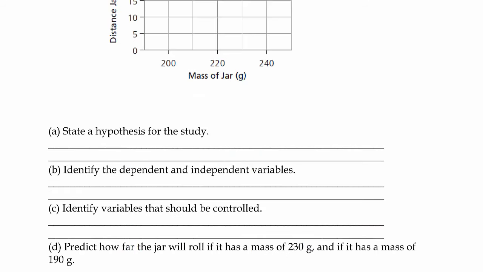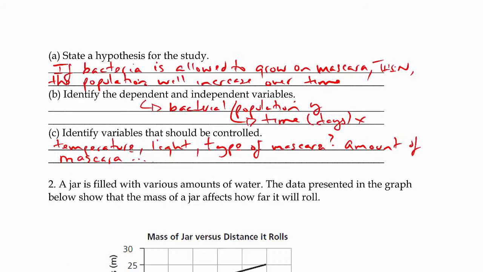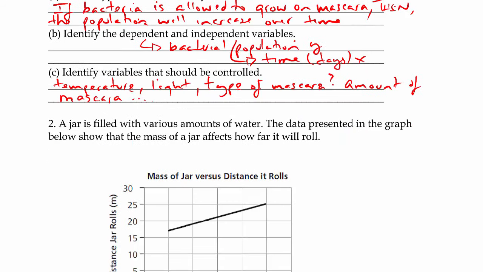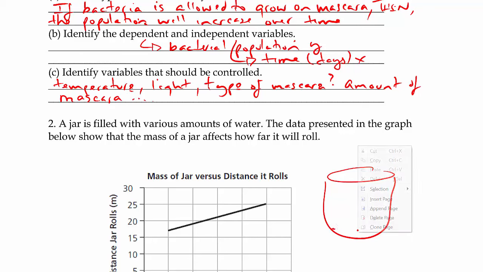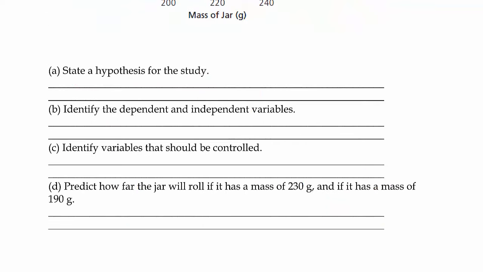Let's look at number 2. A jar is filled with various amounts of water. Let's draw a jar. This is my nice jar. And on our first trial, we basically put this amount of water in there, right? This is water. And then for some reason or other, we put the lid on it and decide to roll it and see how far it goes. How fascinating kind of experiment you just want to do.